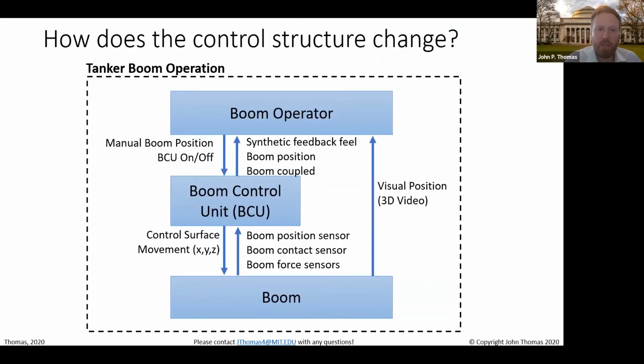Look at this. I mean, what actually changes in here? The code and the behavior inside the guts of the BCU has changed quite a bit, but the control structure has not changed that much. The boom operator can still command manual boom position. It just might be ignored now in some situations. It can still command the BCU on or off. There is still control surface movement. The sensors are all the same. What did we add though? We did add one new control action for the boom operator to toggle the mode command of the boom control unit. So we may need to exit the autonomous or automated mode.